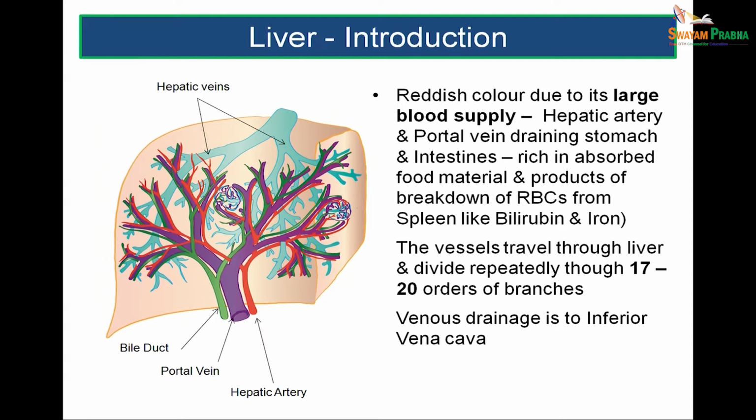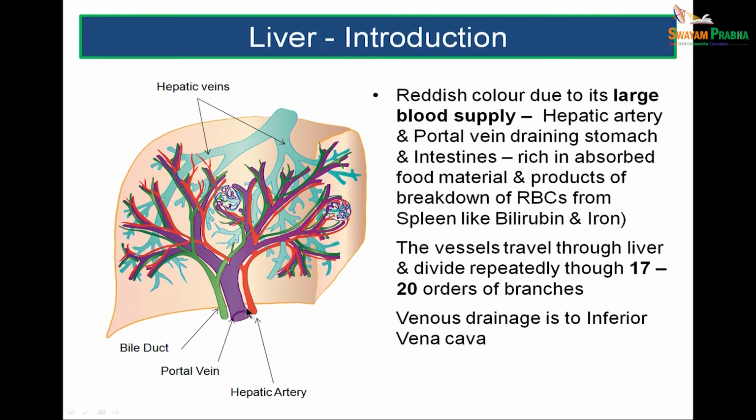If you look at the color of the liver, we say reddish brown because it has a large amount of blood circulating through it at any given time. The blood supply comes from the hepatic artery and the portal vein. The hepatic artery brings oxygenated blood to the liver, whereas the portal vein brings blood from the intestinal tract, very rich in absorbed products of digestion as well as in RBC products of breakdown like bilirubin and iron.